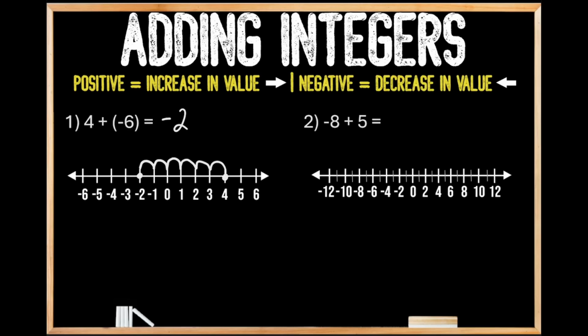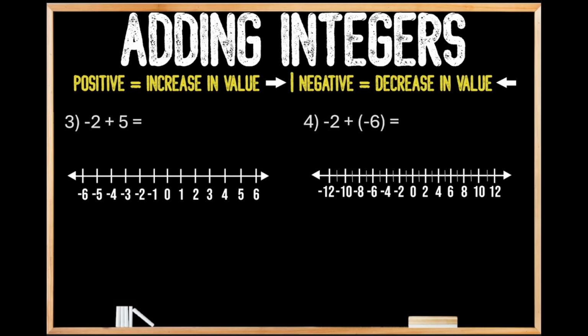So the first thing we're going to do is we're going to locate our -8 on this number line here, and then we're going to move 5 spaces to the right because we're increasing in value. So we have 1, 2, 3, 4, and 5. So that leaves us between -4 and -2, and the value between -4 and -2 is going to be -3. So that means that our answer of adding 5 onto -8 is -3.